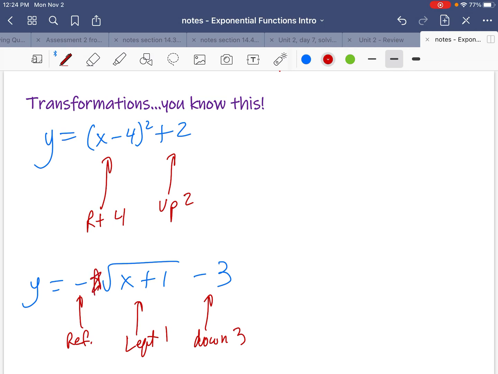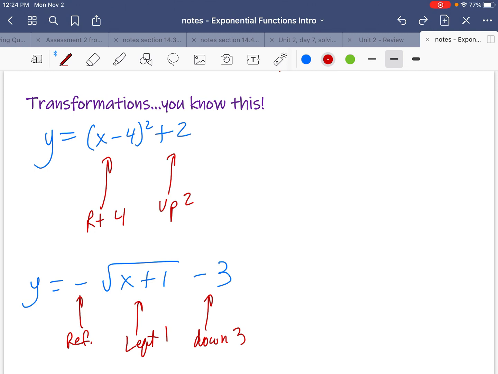Anyway, a number right here would produce a stretch or a shrink. Remember, if that number is bigger than 1, like let's say you had a 5 here, that would be a stretch. If you had a number less than 1, like 1/2, that would be a shrink. Okay, so these transformations also apply to exponential functions.